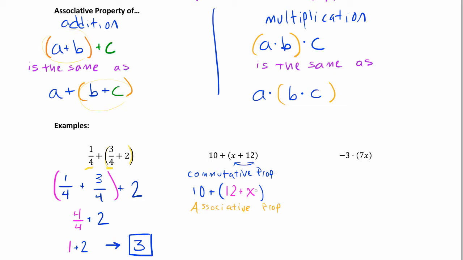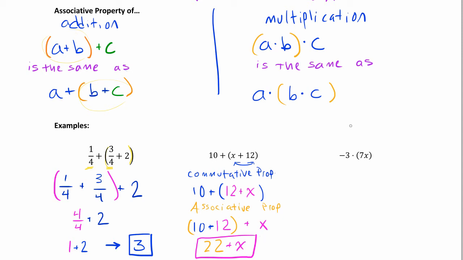And then I'm going to use the associative property, because I don't know how to add 12 to x. I would love to get this 10 and 12 together, and I can do that using the associative property by changing where those parentheses go. Then I have 10 plus 12, and then I add x to that, and 10 plus 12 I can just do. So I have 22 plus x. Now those cannot be combined because I don't know what x is, so that's as simplified as it gets.